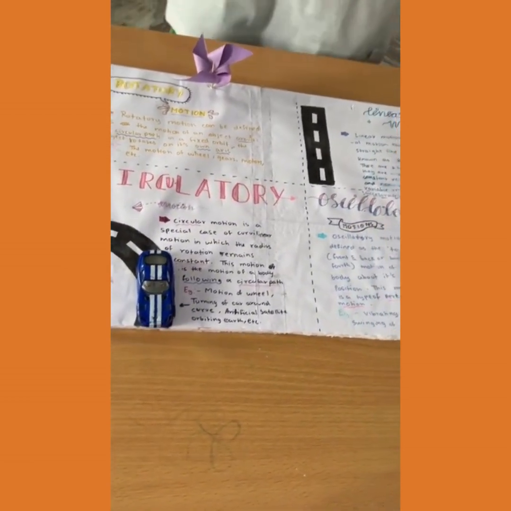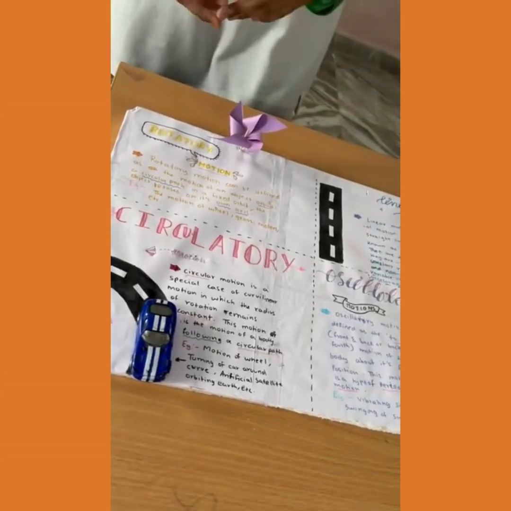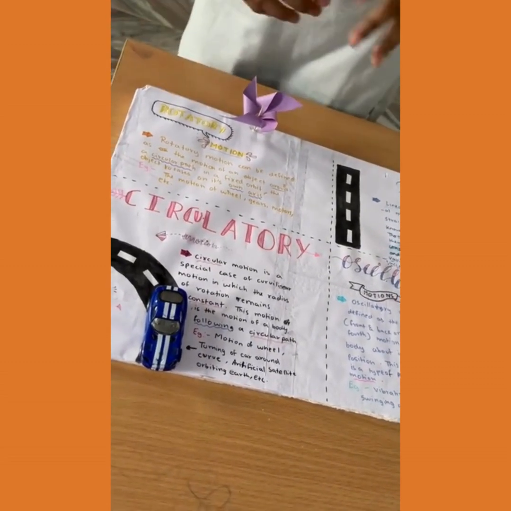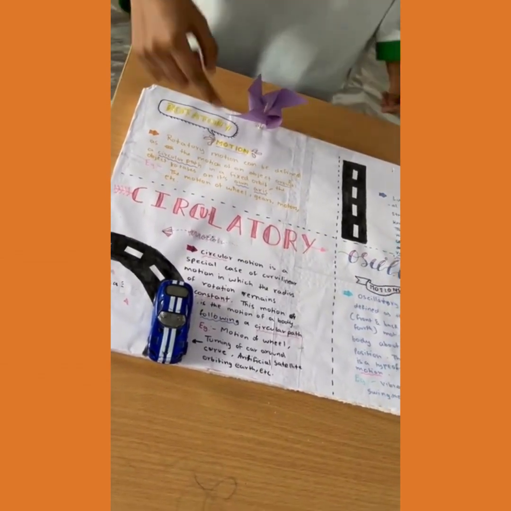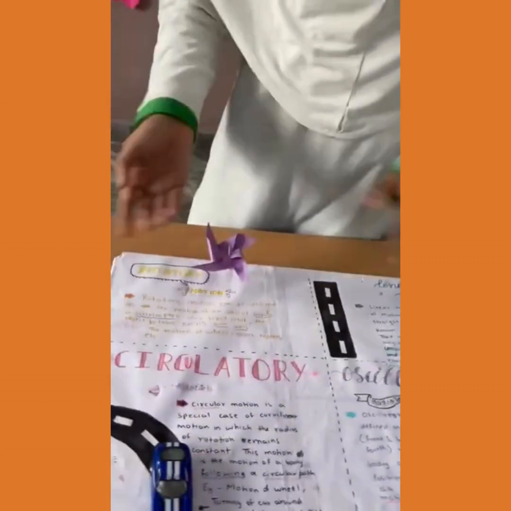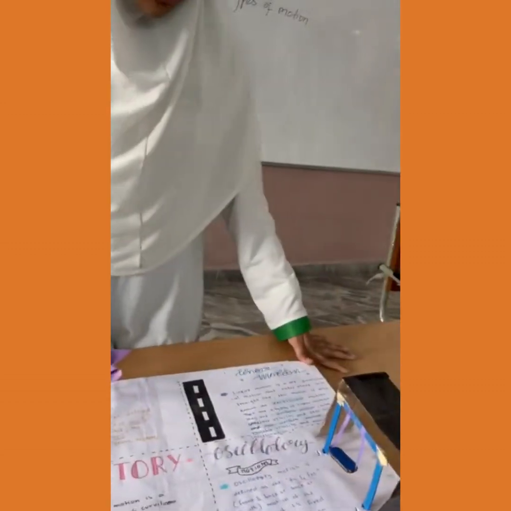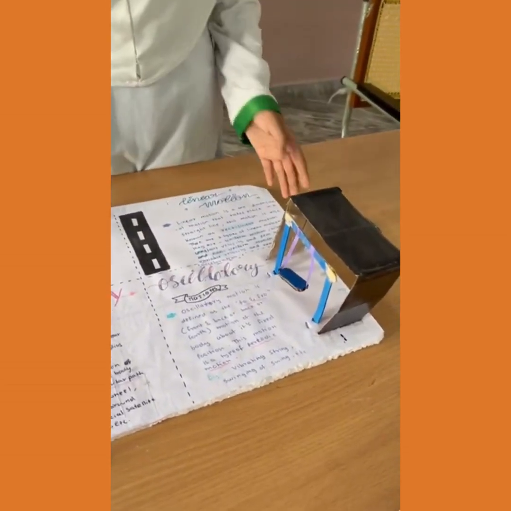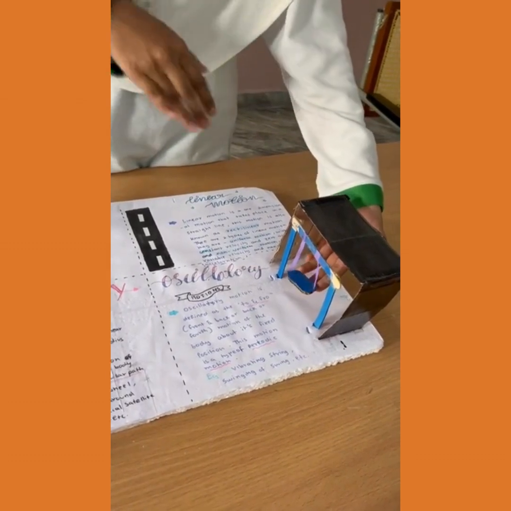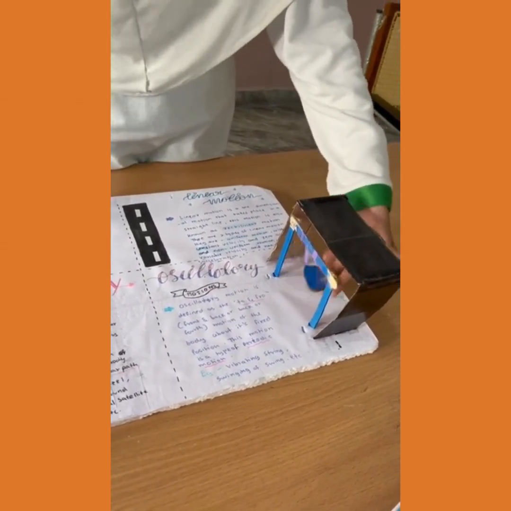The second type of motion is rotatory motion. Rotatory motion can be defined as the motion of an object around a fixed orbit. For example, a fan moving. Now, oscillatory motion. Oscillatory motion is defined as the to and fro motion, front and back or back and forth. For example, a swing moving.